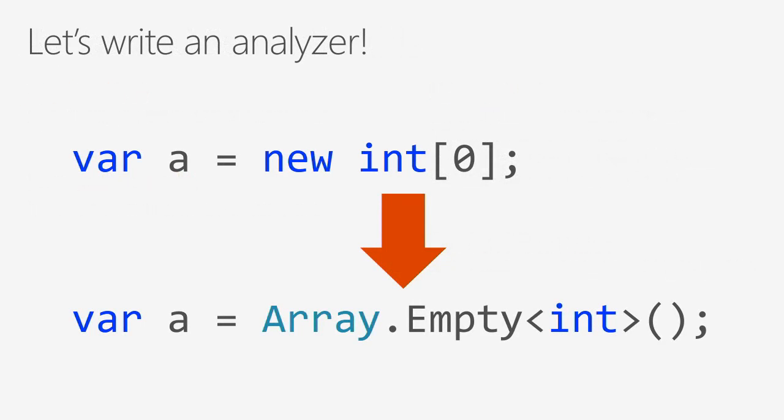So how are we going to write one of these? Again, what we're going to do is find everywhere where you new up a zero-length array, and we're going to squiggle it, and then when you press Control dot, we're basically going to offer the fix to now use array.empty instead.